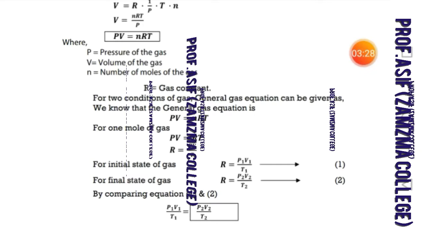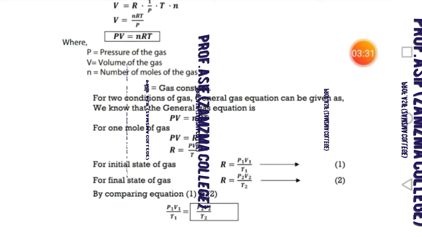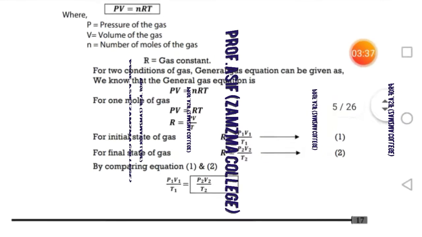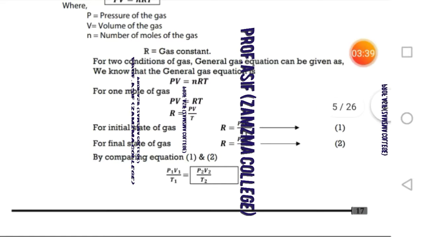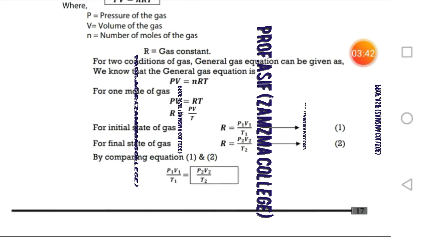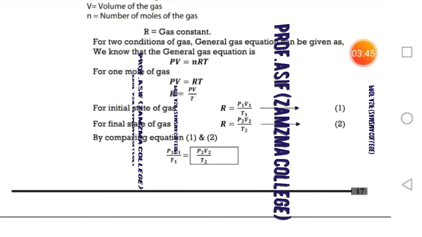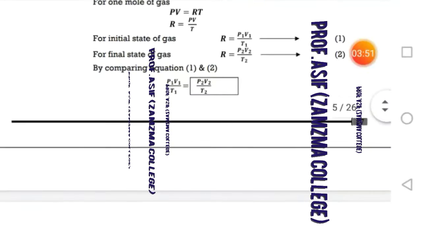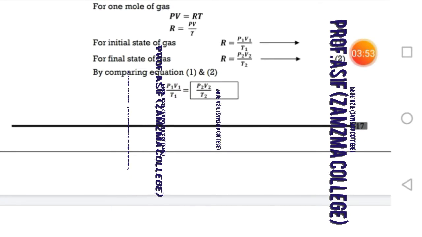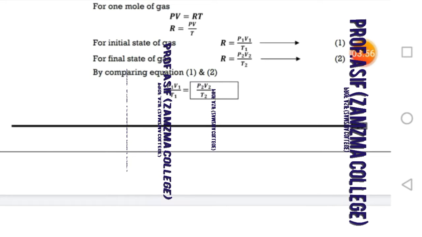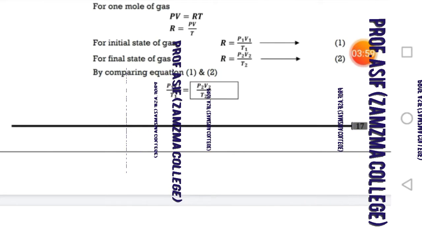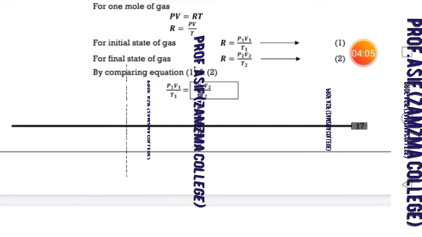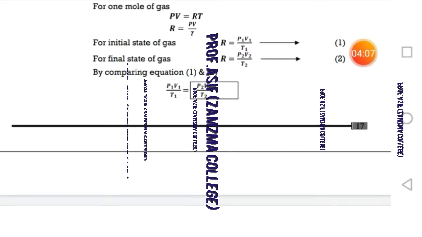In further work, if you consider this equation for n is equal to 1, then PV becomes equal to RT. Isolate R, it becomes PV upon T. For different conditions 1 and 2, both become equal. You conclude here P1 V1 over T1 equals P2 V2 over T2, meaning for every temperature, pressure and volume, this general gas law is applicable.